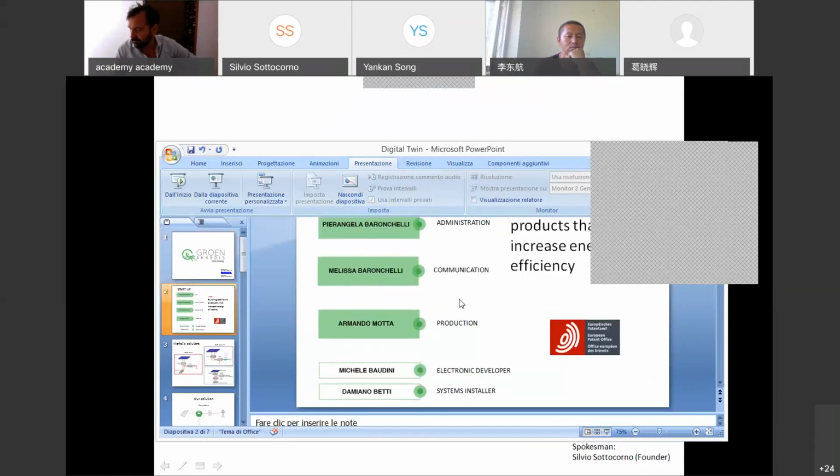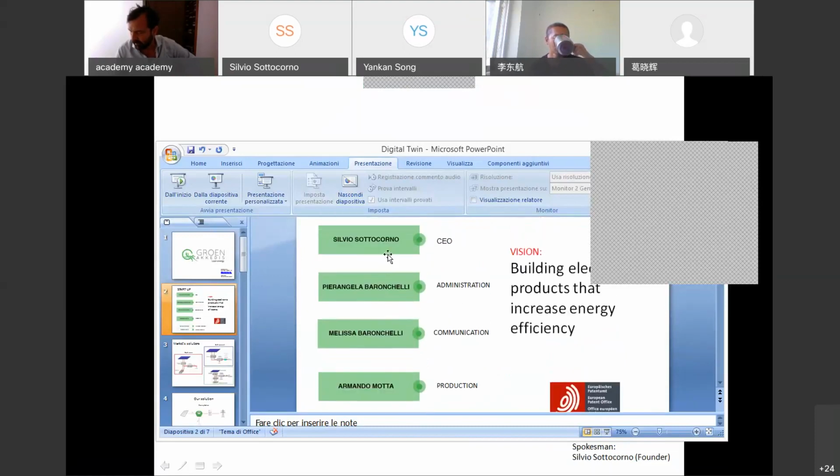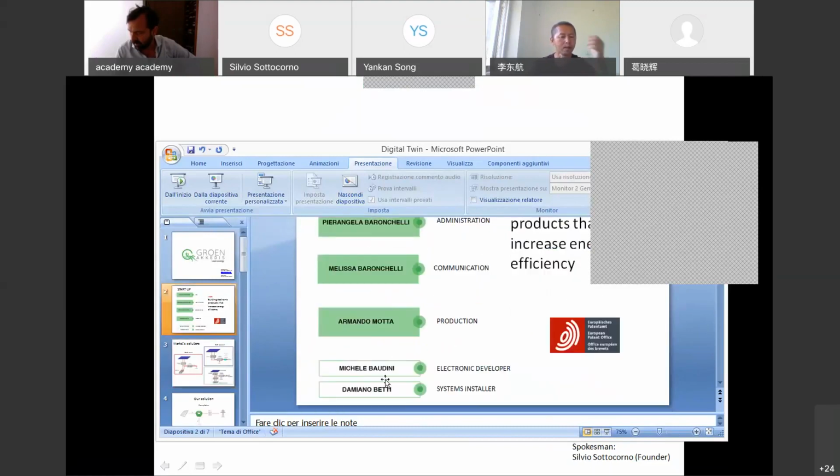This is the startup team. Arcadis is a startup company in the green economy sector. The startup team is made up of people who cover the roles necessary to achieve our vision, that we have defined as building electronic products that increase energy efficiency. The team is composed of partners in green and professional skills that support us with their skills.